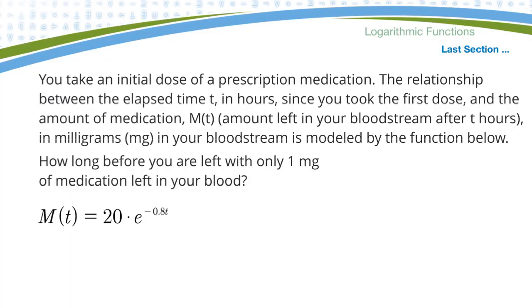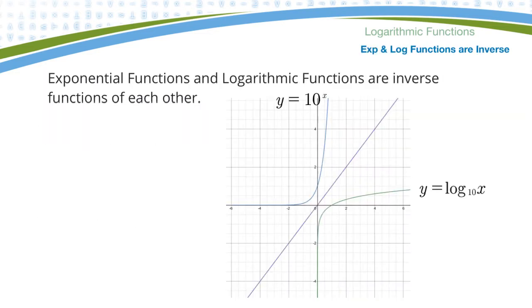Okay, so in the last section, I sort of left you hanging. And today we're going to start looking at how I can get you out of that hanging position. We asked a question like this one where we put a 1 in for that, and we had a 20 here, negative 0.8 t, and we had to solve for t. And we didn't have a way of doing that. So today we'll start looking at how you can get at a variable that's in the exponent.